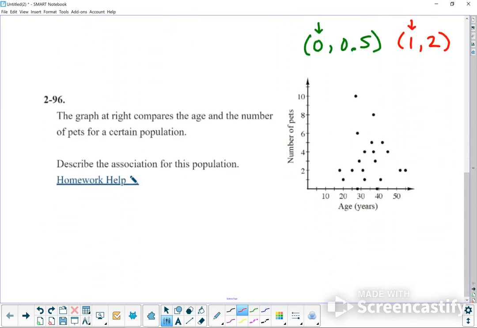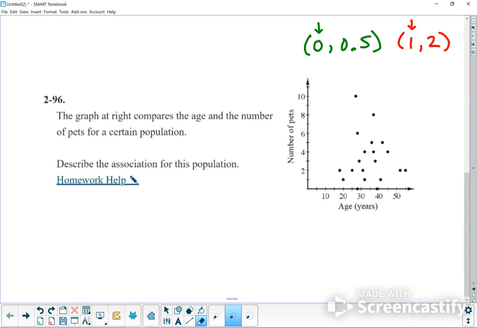Okay, on the graph at the right, compare the age and the number of pets for a certain population. So kind of looking at this, somebody that's 20 years old has 1 pet. But somebody at 19 has 2 pets. Somebody at 25 has 2 pets also. So all these dots represent the age of the people along with how many pets they have.